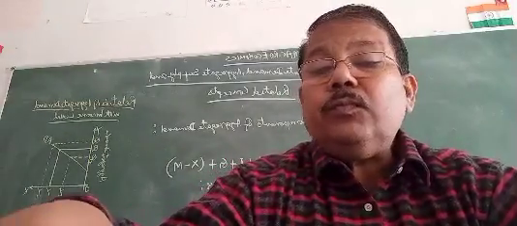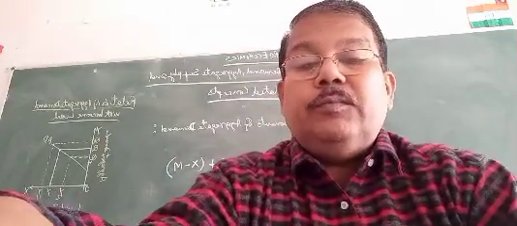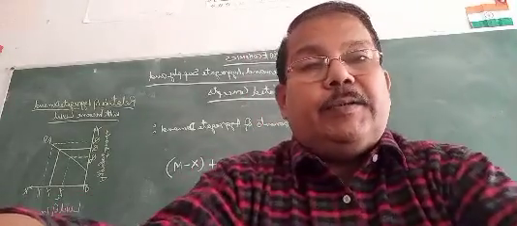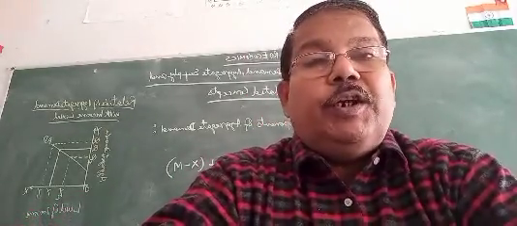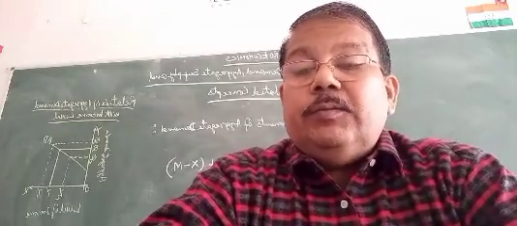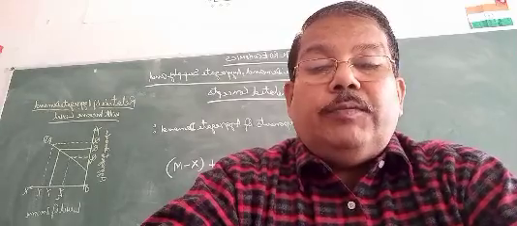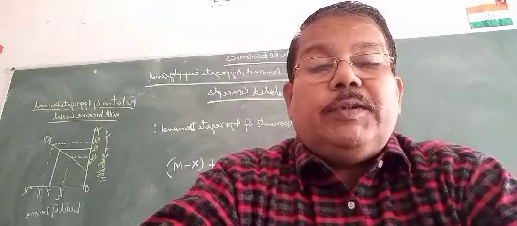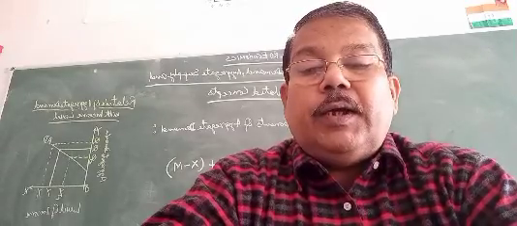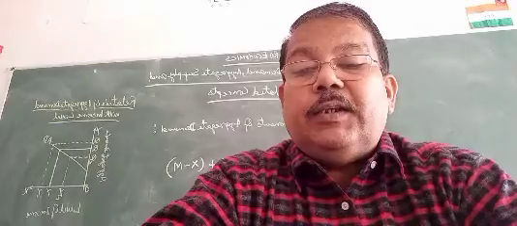Now, meaning and components of aggregate demand or aggregate expenditure. What is the meaning of aggregate demand? Aggregate demand refers to the sum total of demand for all goods and services in an economy during the period of an accounting year, that is AD is equal to C plus I.